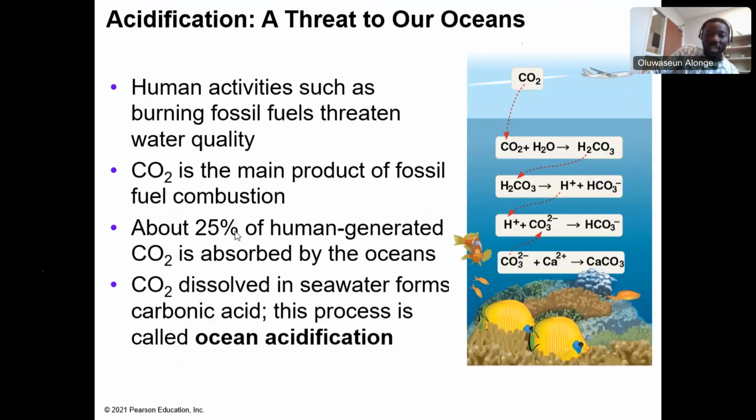All right, so acidification is caused by human activities such as burning fossil fuels, affecting water quality. CO2 is the main product of fuel combustion, right? About 25% of human-generated CO2 is absorbed by the oceans, and CO2 dissolved in seawater forms carbonic acid, which is what we call ocean acidification, as you can see there.